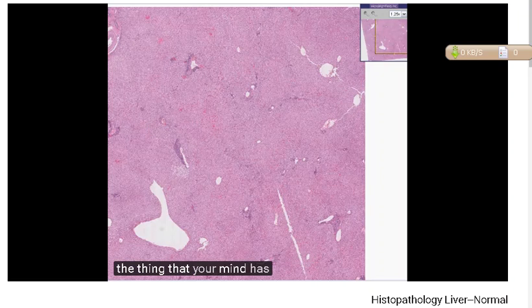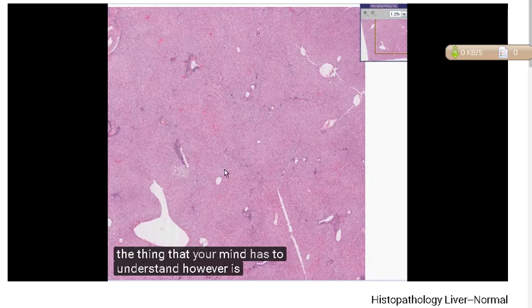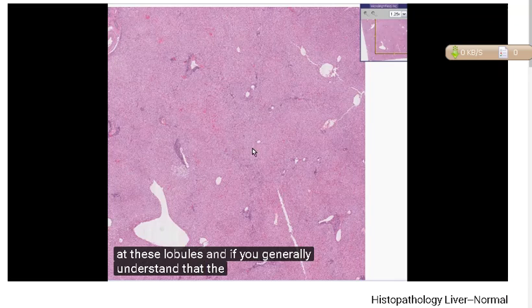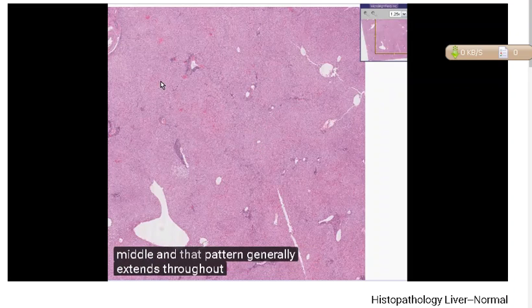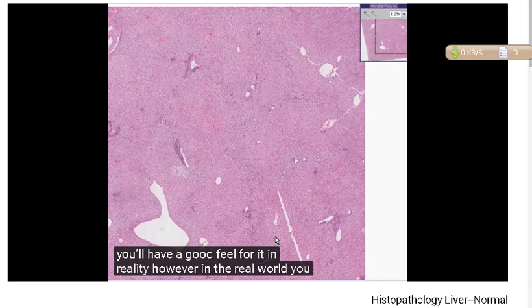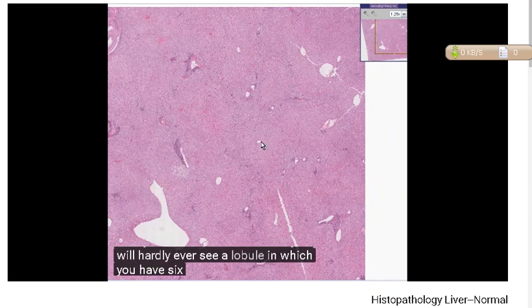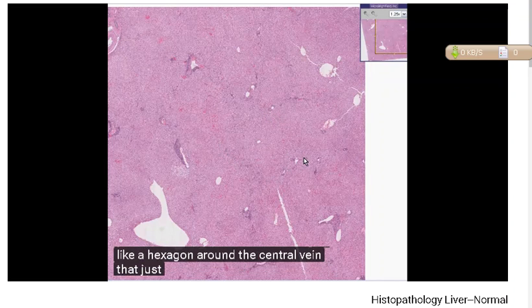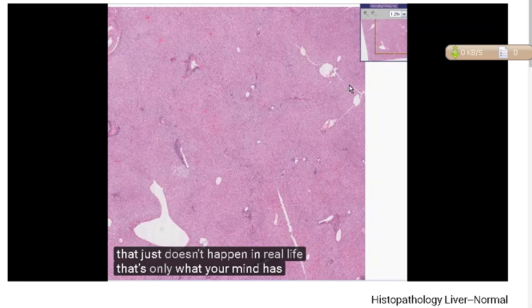The thing that your mind has to understand, however, is that when you look at these lobules, if you generally understand that the portal areas are kind of hexagonally arranged around them, and the central vein is in the middle, and that pattern generally extends throughout the whole liver, then you'll have a good feel for it. In reality, however, in the real world, you will hardly ever see a lobule in which you have 6 nice portal areas arranged like a hexagon around the central vein. That just doesn't happen in real life. That's only what your mind has to imagine conceptually.